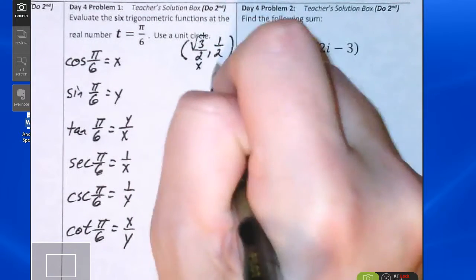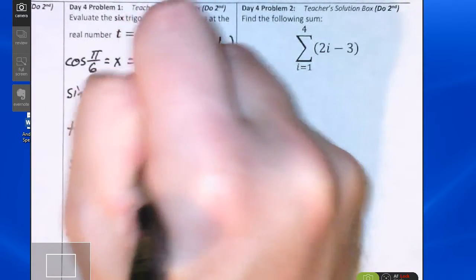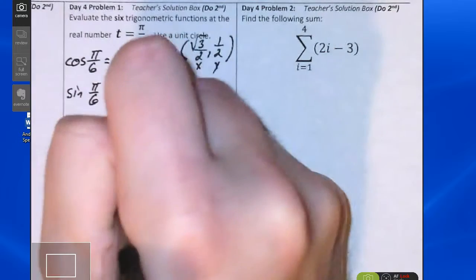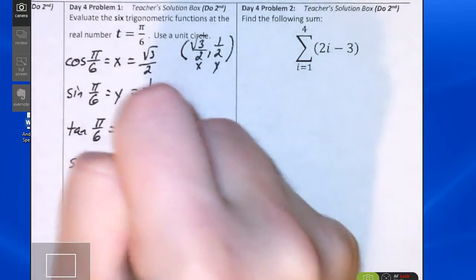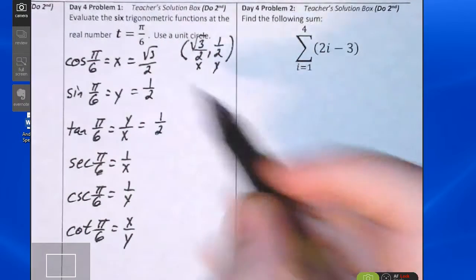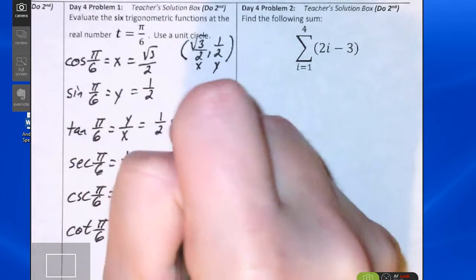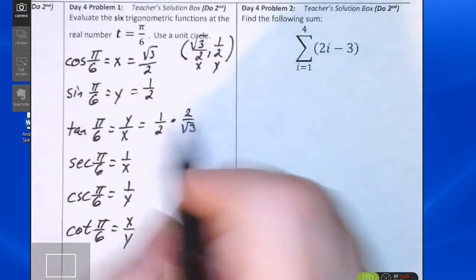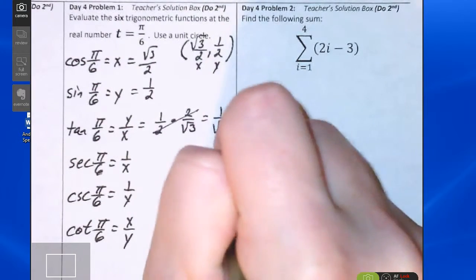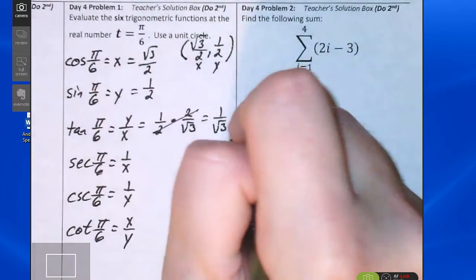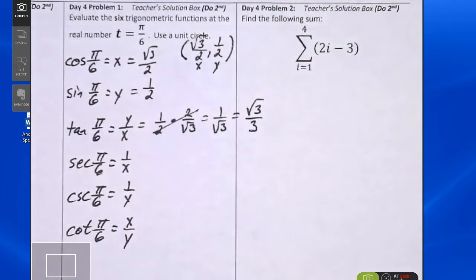This is our x, and this is our y. So for cosine, we have the square root of 3 over 2. For sine, 1/2. And for tangent, we need to do a division. So let's take the 1/2 and divide it by the square root of 3 over 2, which is equivalent to 1/2 times 2 over the square root of 3. Cross cancel the 2's. Now we have 1 over the square root of 3, and we need to rationalize that. That's equivalent to the square root of 3 divided by 3.